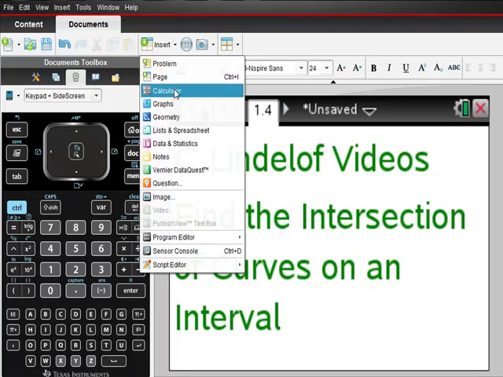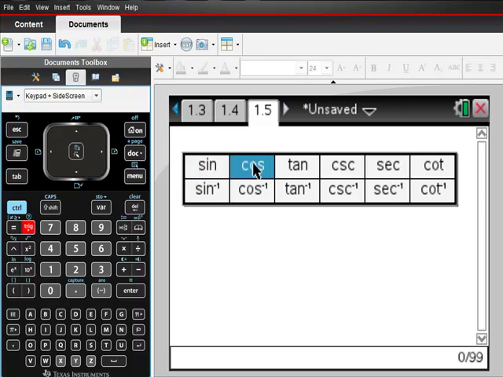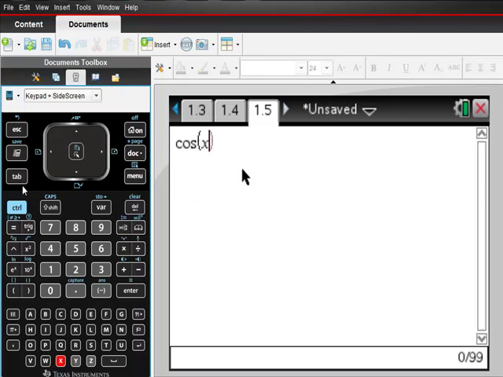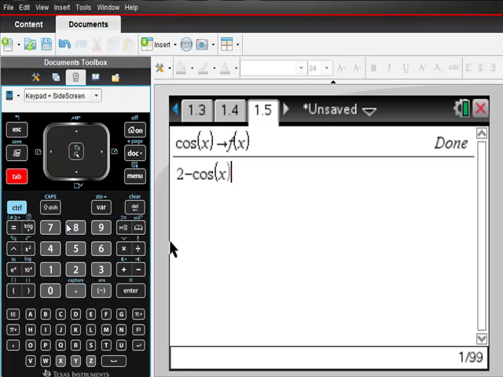Instead of making a piecewise function to do something that's on an interval, you can use such that. So that's what we're going to do. The first function is cosine x as f of x. And then the second function is 2 minus cosine x, and that's going to be g of x.